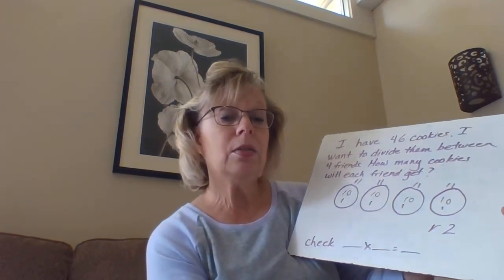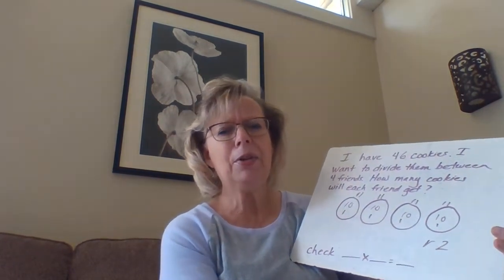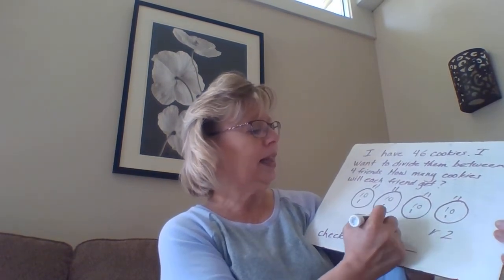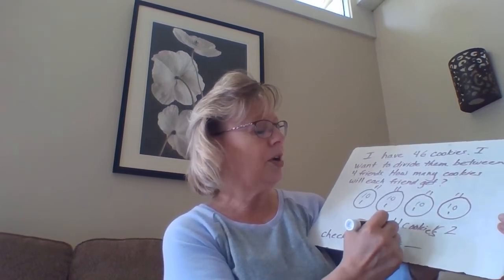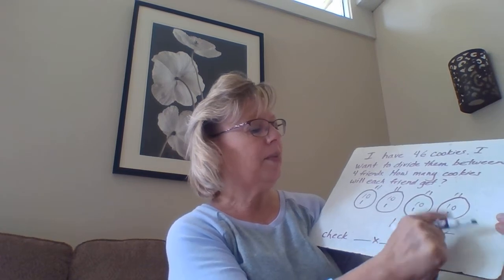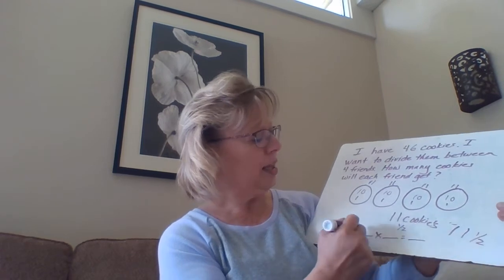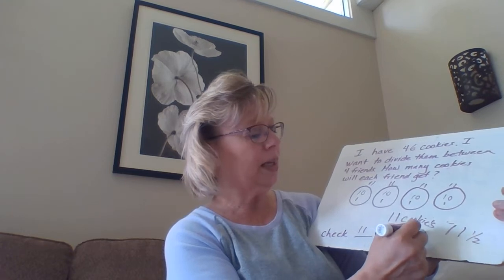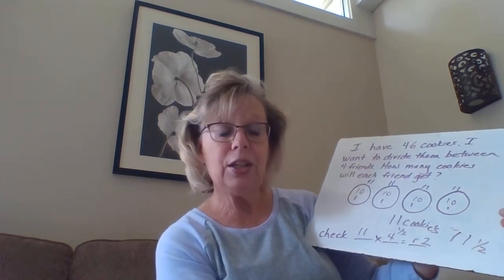So what I could do with those cookies is divide each cookie in half. It's kind of easy to divide a cookie in half. I don't think I would have divided more than half, but I could say each friend gets 11 cookies and then also a half a cookie. So it would be 11 and a half cookies. And I can check that thinking: 11 times 4 is 44 with the remainder of 2. So 44, 45, 46. And then I'm putting my remainder as a fraction.